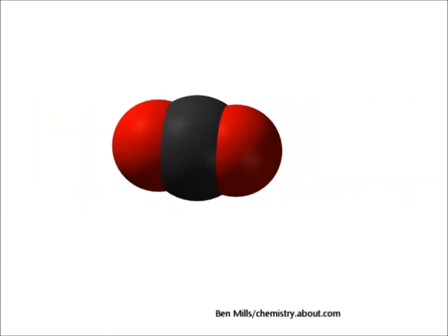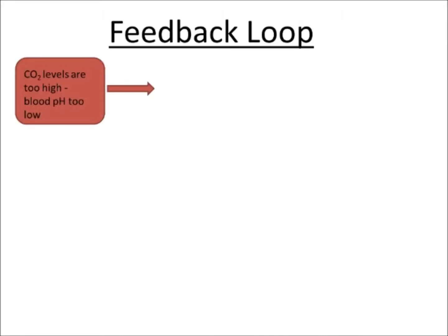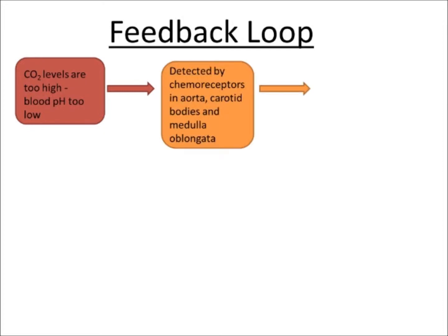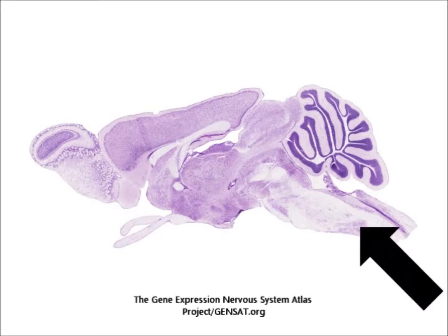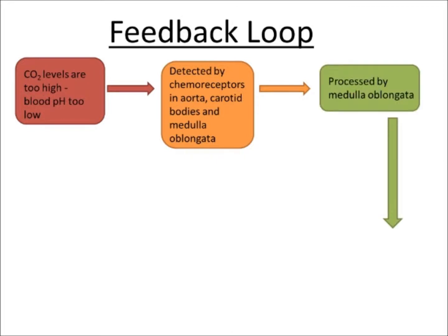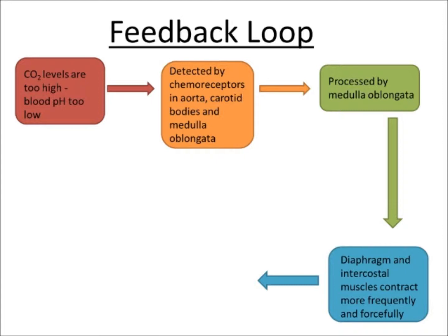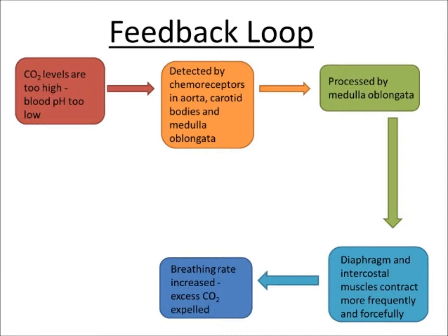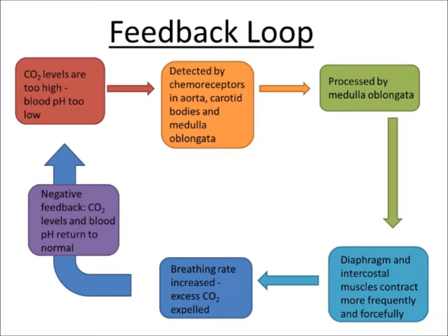CO2 levels must be carefully regulated using the following negative feedback loop. If levels of CO2 are too high, the production and subsequent reaction of carbonic acid will lead to a pH that is too low. Chemoreceptors in the aorta, carotid bodies, and the medulla oblongata, the lowermost part of the brainstem, detect the change. Information is transferred from the peripheral detectors to the medulla oblongata by nerve impulses. It then sends more nerve impulses to stimulate the diaphragm and intercostal muscles to increase the respiratory rate. The excess CO2 is exhaled and the pH should return to normal.